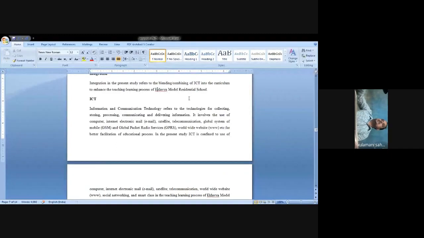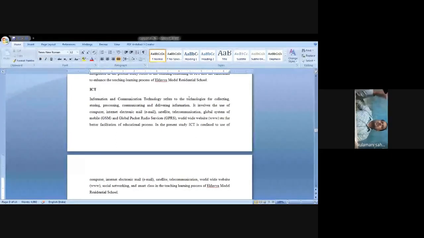Likewise, ICT is a term. When we say ICT, everybody understands computer, laptop, mobile, wifi and so on, everything included. But in this study, the researcher has used or refers to these technologies for collecting, storing, processing, communicating and delivering information.